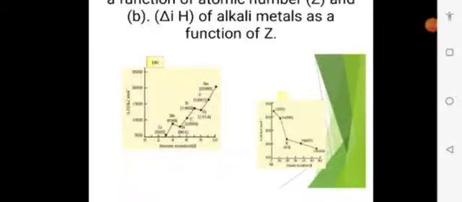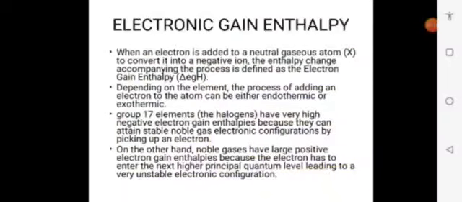Okay? In graph 2, graph B, we can see atomic number versus ionization enthalpy. Lithium to sodium, in which we are going down the first group. In the first group, the value of ionization enthalpy decreases down the group, because when the number of shells increases, the attraction of the nucleus to the outermost shell decreases. As a result, we can easily remove the outermost electron, so the ionization enthalpy value decreases. Next one, electron gain enthalpy. This is the second trend.